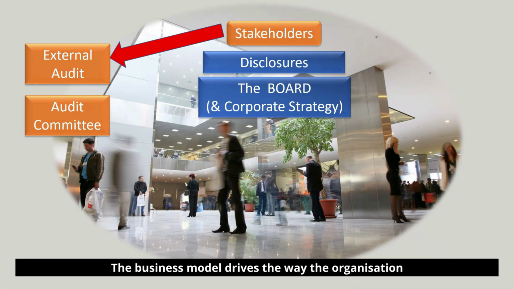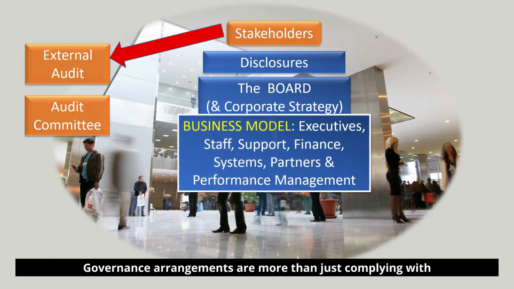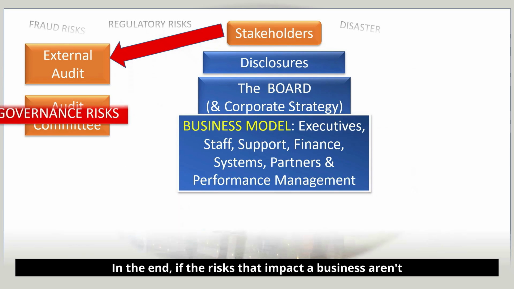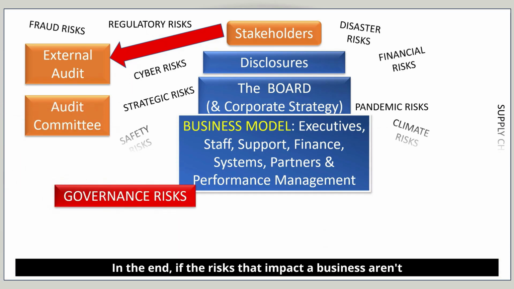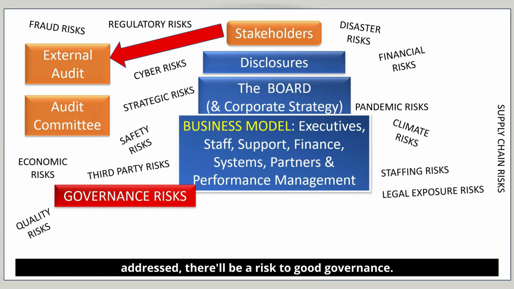The business model drives the way the organisation operates. Governance arrangements are more than just complying with regulations. A well-governed business must have a management team that's focused and agile enough to survive and prosper by driving transformational strategies and sustainable policies that bring the business together. Governance risks are noted here. In the end, if the risks that impact a business aren't addressed, there'll be a risk to good governance. The board oversees the business and needs to have a handle on what's happening.